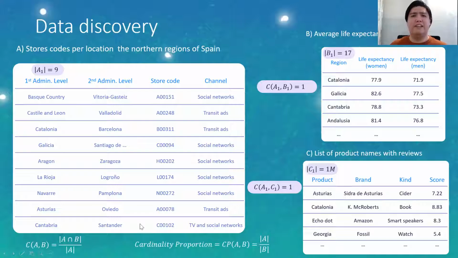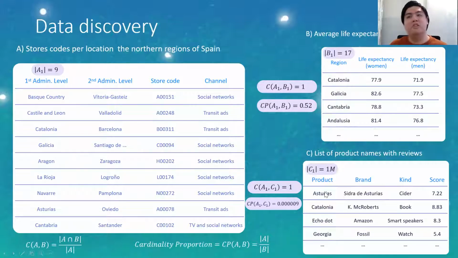So let's take a look at the cardinality proportion, which is the cardinality of A divided by the cardinality of B. We can see that first administration level contains 9 values, and region contains 17 values, while the product contains 1 million distinct values. So we can see that for region, it produces 0.52, which means that the cardinality of first administration level is close to region. But here we can see it is a really low number.